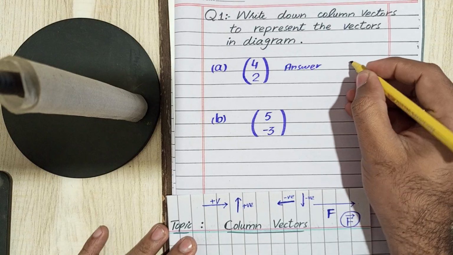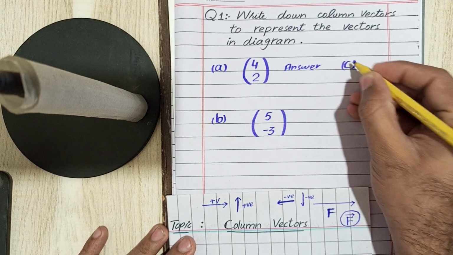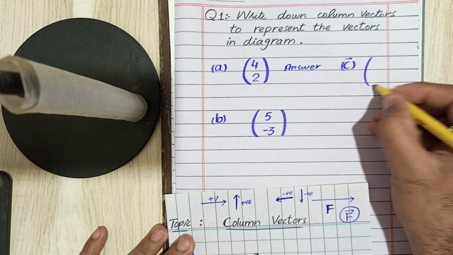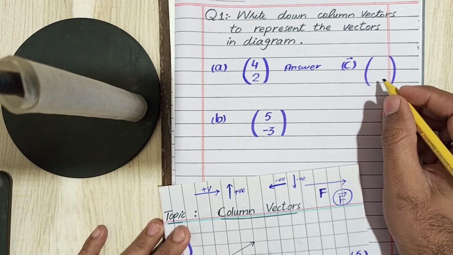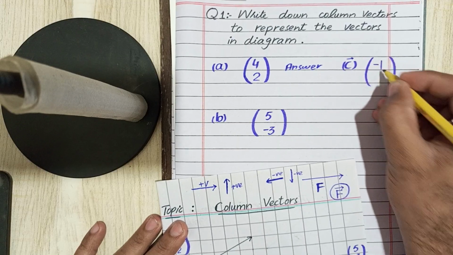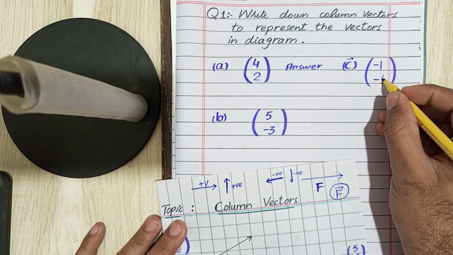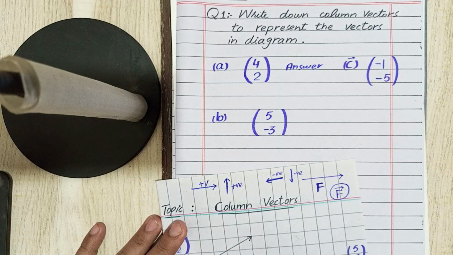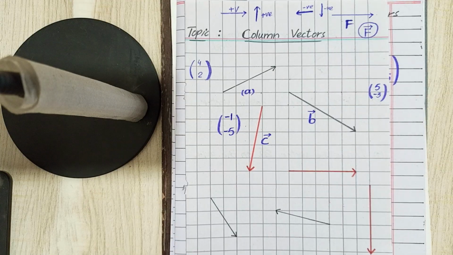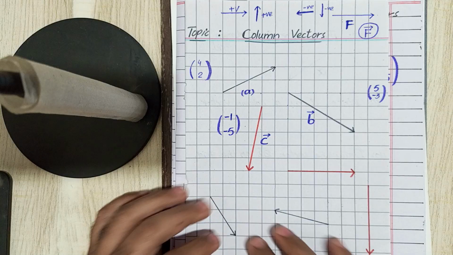So for vector c, we draw two round brackets. First we write -1, and then we write -5. So I hope you got how to write column vectors.